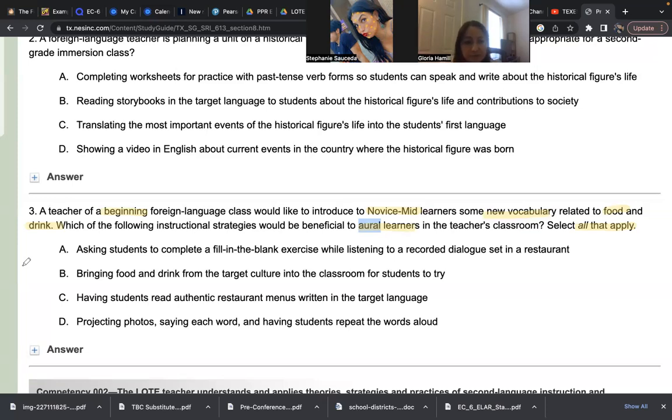Bringing food and drink from a target culture into the classroom for them to try. No, that doesn't involve listening or speaking at all, so it cannot be the right answer. We can bet five dollars, that's not it. Having students read authentic restaurant menus written in the target language. So they're reading, they're hearing, maybe. Projecting photos, saying each word, and having students repeat the words out loud.